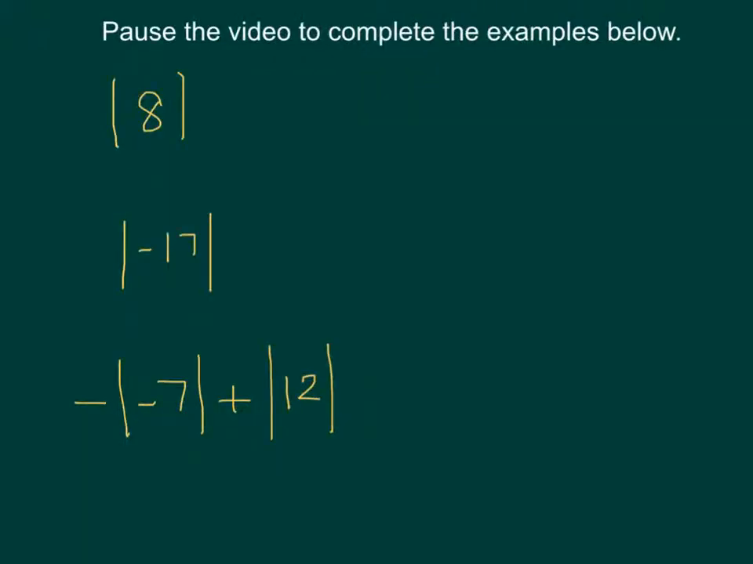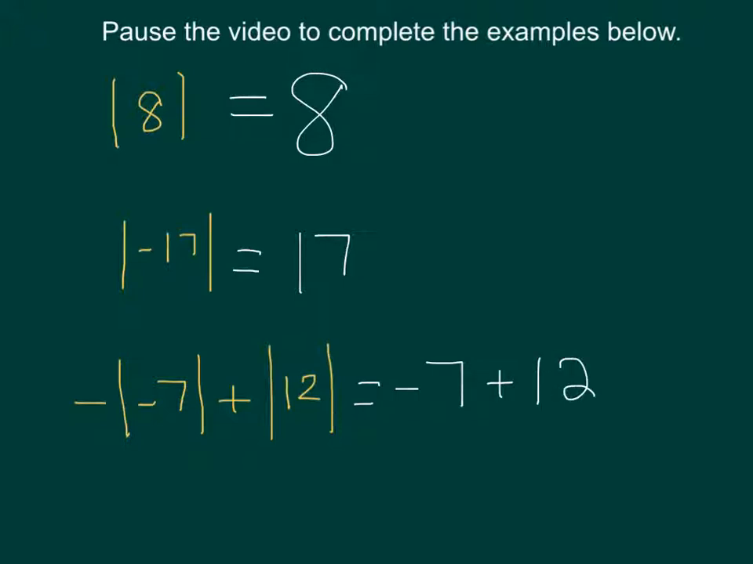Pause the video to complete the examples below. The absolute value of 8 is 8. The absolute value of -17 is 17. Now we have negative, which stays the same, absolute value of -7, which is 7, plus the absolute value of 12.